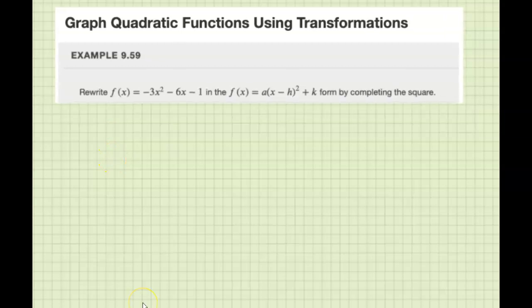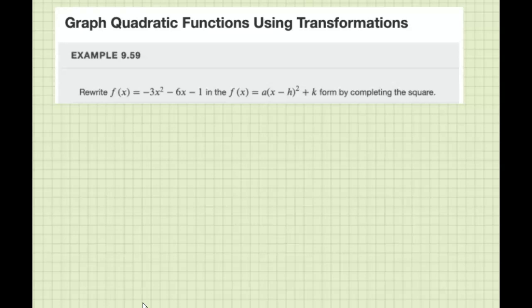Alright, so welcome. We've learned about transforming the basic x squared graph. We've seen that if you add or subtract something directly from the x in the parentheses, this moves the graph left or right. If you add or subtract something on the outside, it moves it up and down. And if you multiply it by a number, it's either going to be stretched or compressed. If a is negative, it turns upside down.